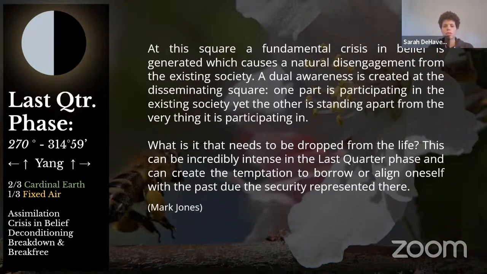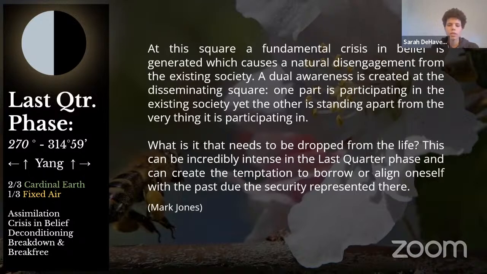A dual awareness is created at the disseminating square, which would be the square that's applying into the last quarter phase, just for clarity. One part is participating in the existing society, right, disseminating, yet the other is standing apart from the very thing it's participating in, moving towards the last quarter phase. What is it that needs to be dropped from the life?